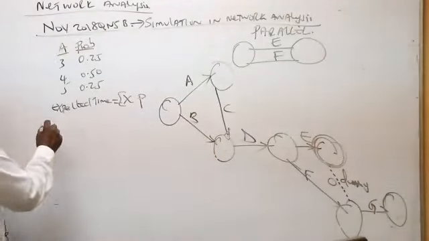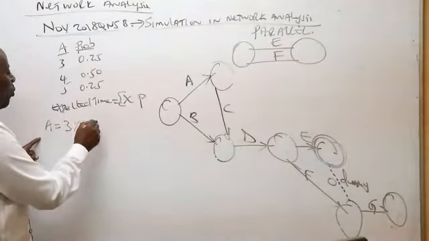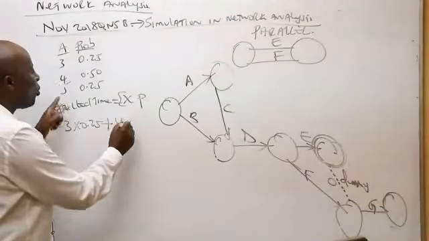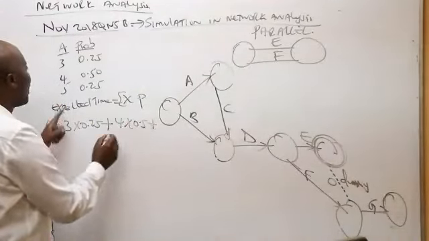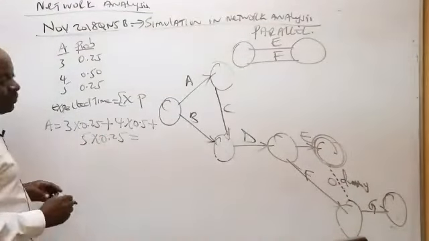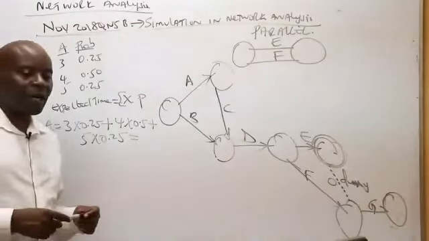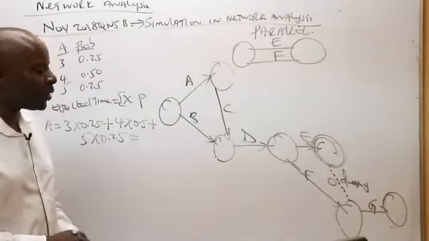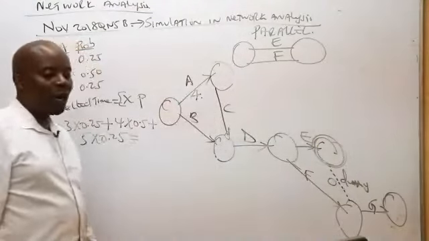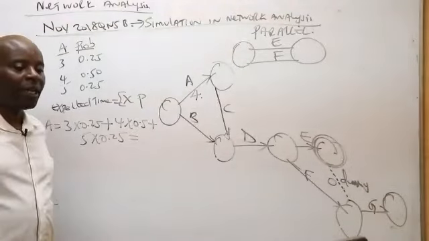So what do we have, ladies and gentlemen? For A, I have 3 times 0.25, plus 4 times 0.5, plus 5 times 0.25. Could you kindly give me the expected figure for A? So James tells me that A will take us exactly 4 weeks. Expected time for A is 4.